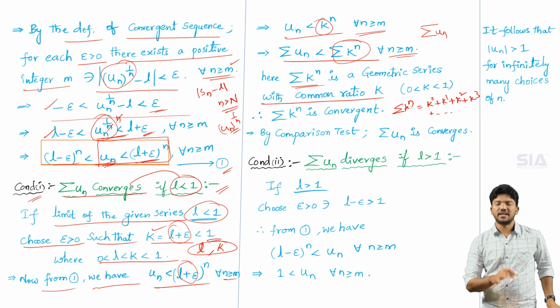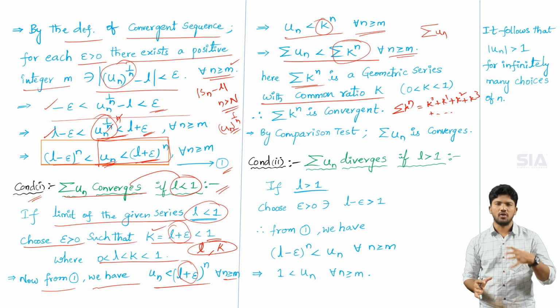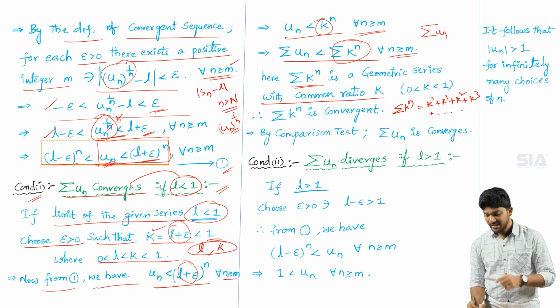Okay, the common ratio in the geometric series, how can we take the common ratio? Second term by first term. What is the second term?